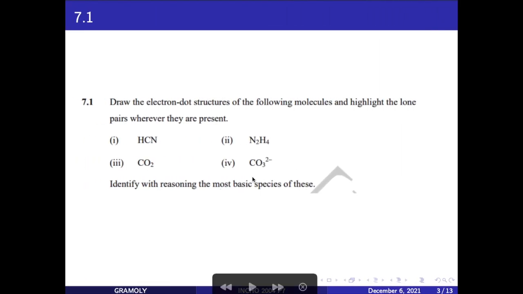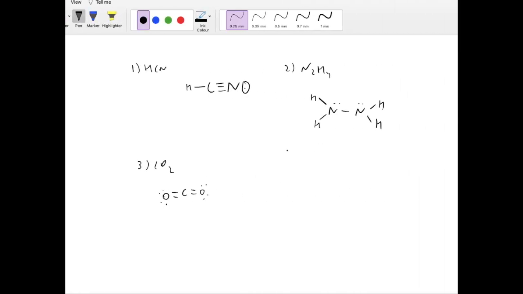Alright, after CO2 it's CO3 2 minus, so it's the carbonate ion. CO3 2 minus, the C double bond O, and the negative over here, and another negative over here. You can't have two negatives on the oxygen because of obvious reasons. The octet of both of these oxygens is already filled, so they won't accept another negative charge.